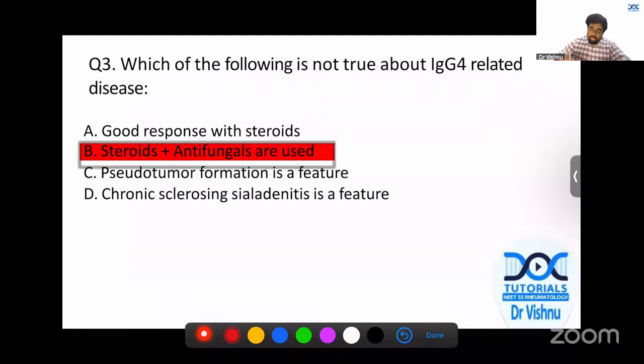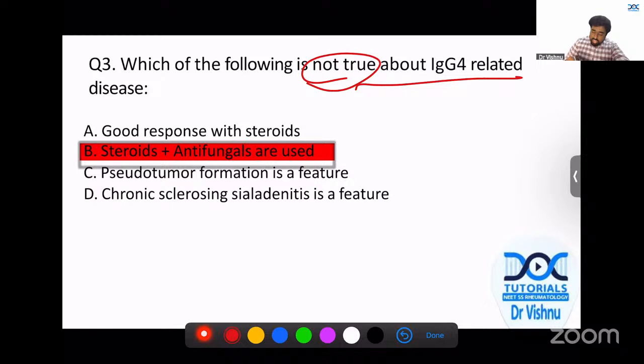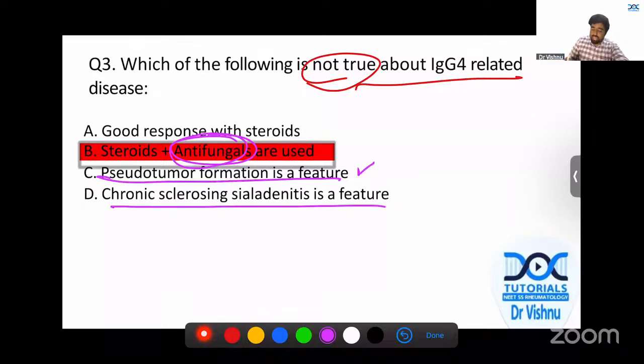Then, which is not true about IgG4 related disease? Good response with steroids. Okay, fair enough. Steroids are the first line drug and usually they respond well. Steroids plus antifungals are used. Again, does not make sense. Antifungals have no direct role in your IgG4 related disease. Pseudotumor formation is a feature. Yes, chronic sclerosing sialadenitis is a feature.